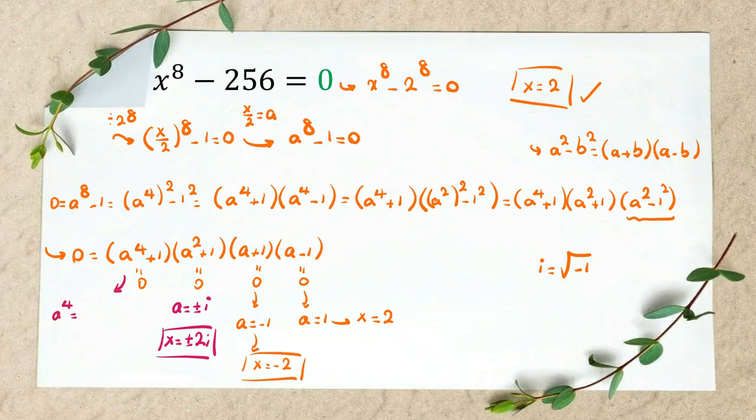a to the 4 is negative 1, so a squared is plus or minus i, and a will be plus or minus the square root of plus or minus i. Four answers. And we know x is 2a. So x will be plus or minus 2 times the square root of plus or minus i. Four answers also we found in this part.